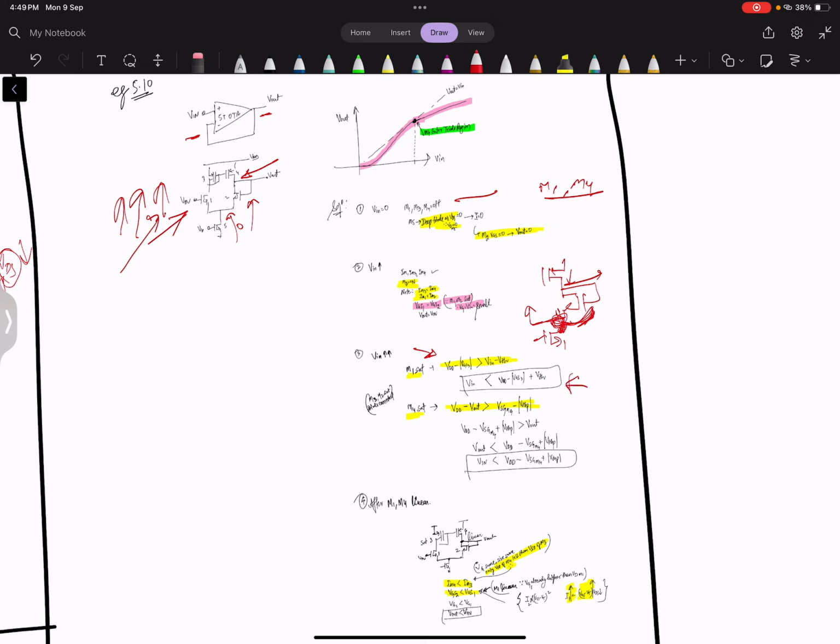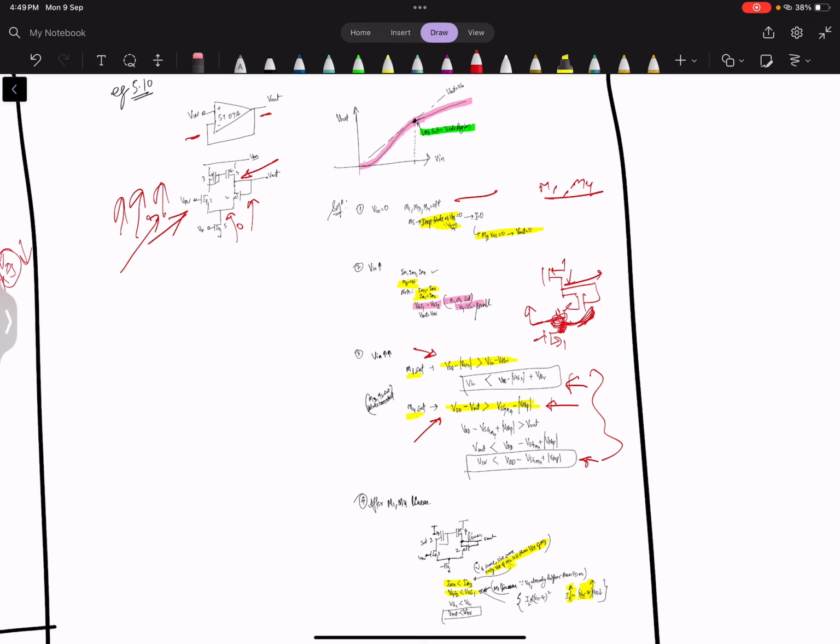And if M4 is going into the linear region, before that, for the saturation condition, VSD of M4, that is VDD minus Vout, should be greater than VSG of M4 minus mod of VTH. From there you get some equation. So this equation will help you to understand what is the condition we have to maintain. Okay.